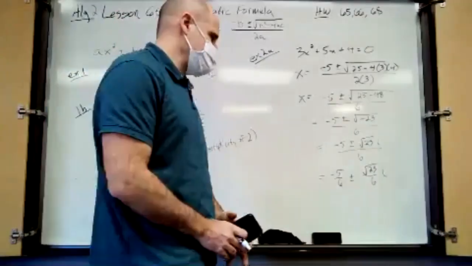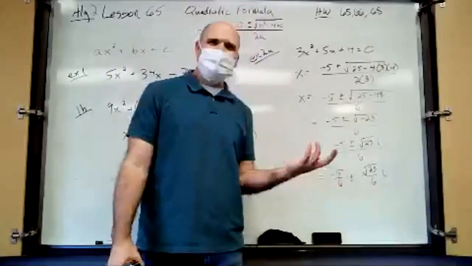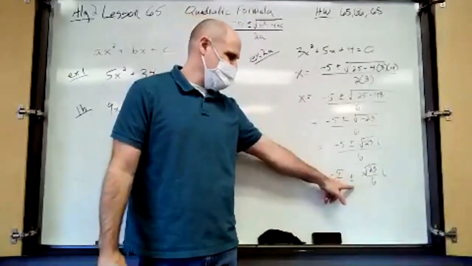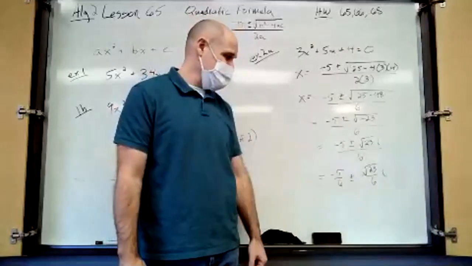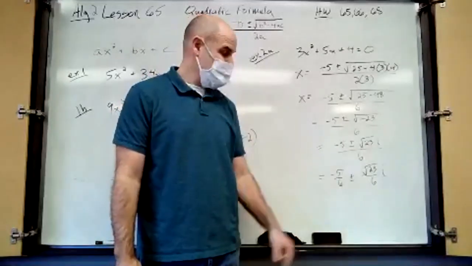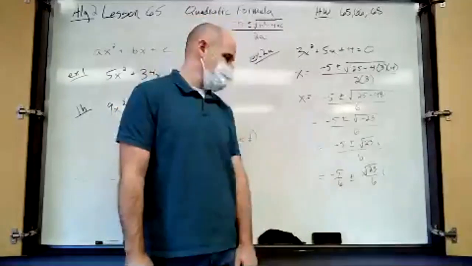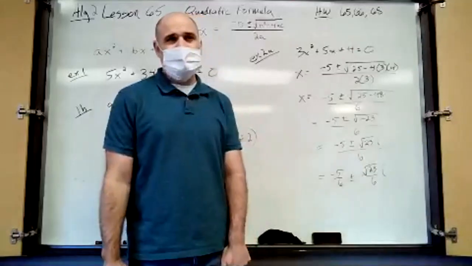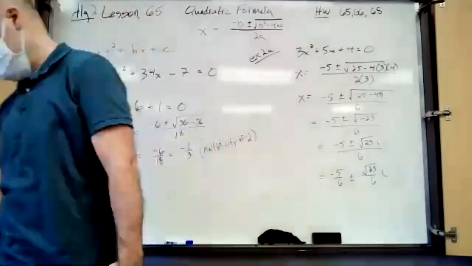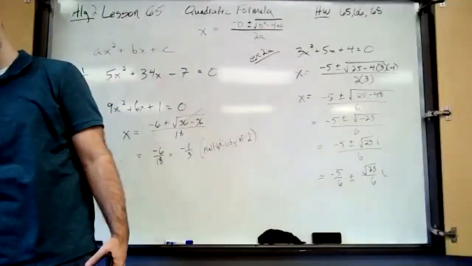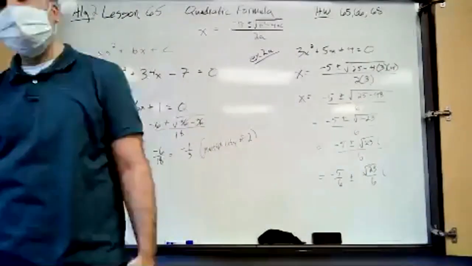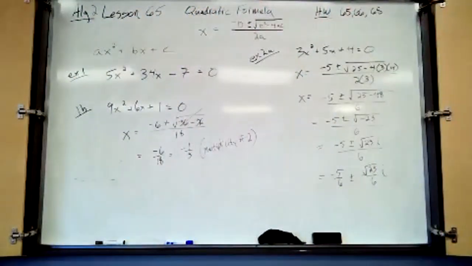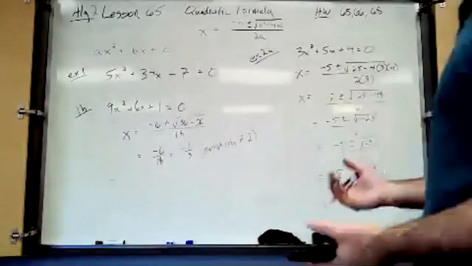So this is two answers. If you were taking this class online, we don't have a symbol for plus or minus. So basically, you have to write negative 5/6 plus radical 23 over 6 i, comma, negative 5/6 minus radical 23 over 6 i. Could you just do a plus sign and then slash minus? Would that be easier? Yeah, it could be, but that's not what most classes are doing. You have to write it out with your two solutions. The computer needs to know that you're wanting to give two different solutions.